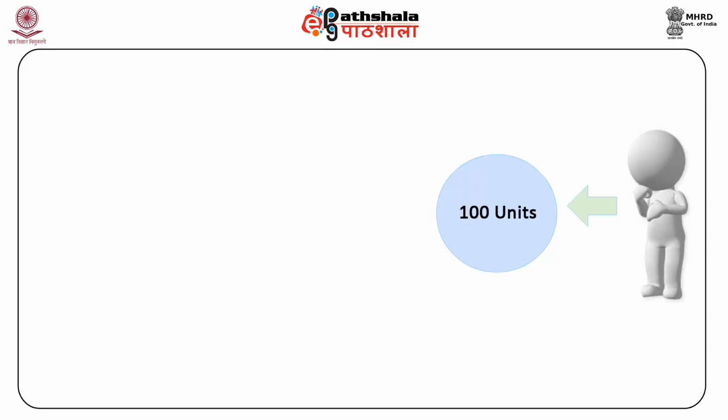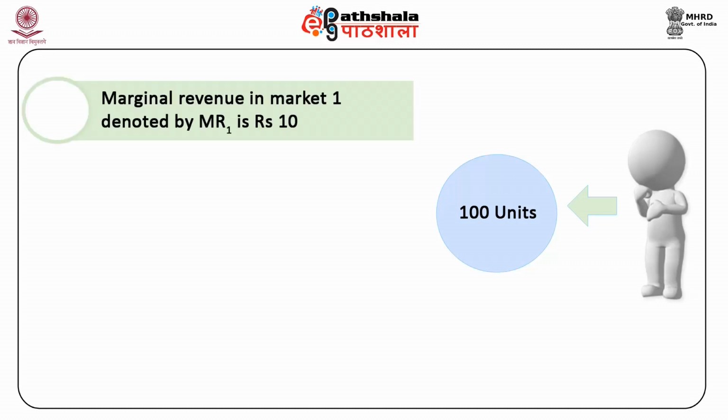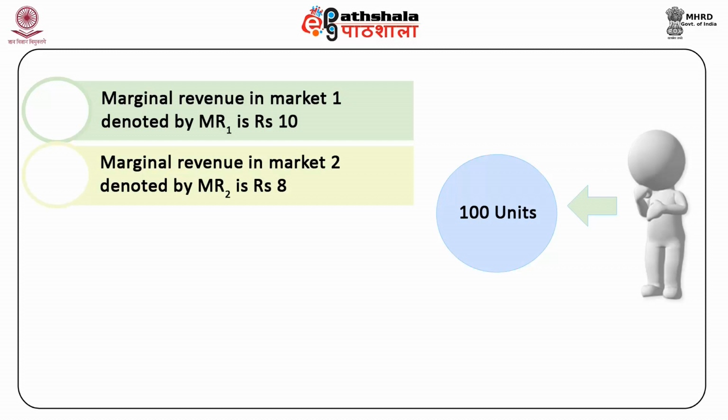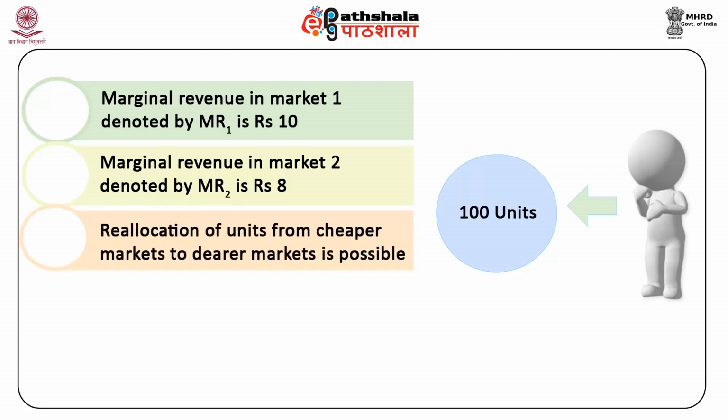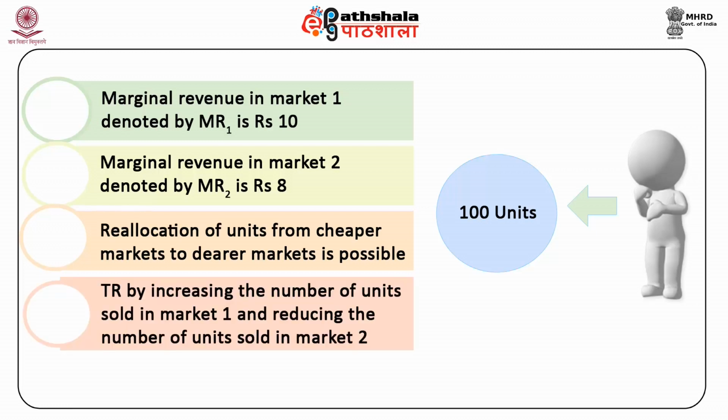We also assume that with this allocation, marginal revenue in market 1, denoted by MR1, is rupees 10 and the marginal revenue in market 2, denoted by MR2, is rupees 8. In this case, reallocation of units from cheaper markets to dearer markets is possible and the monopolist could increase its total revenue by increasing the number of units sold in market 1 and reducing the number of units sold in market 2.